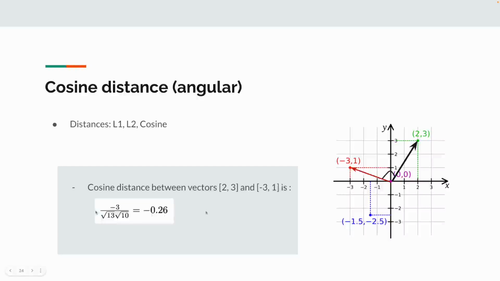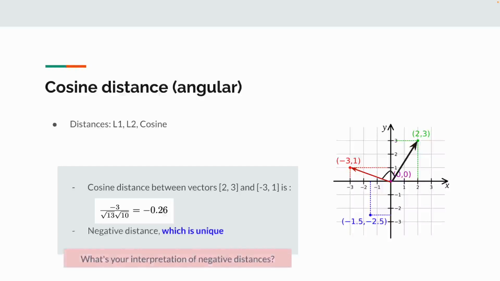So this is one thing. And if we look at the cosine distance between 2, 3 and negative 1, 3, then we see that the distance becomes negative, okay? So you might wonder how can the distance become negative? And that's why this distance metric is quite special. And we will see more examples, okay? What's your interpretation of negative distances? Because this might be unfamiliar to some of us, okay?